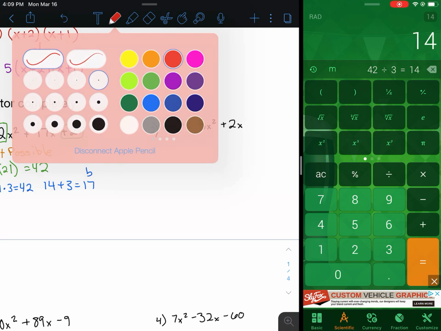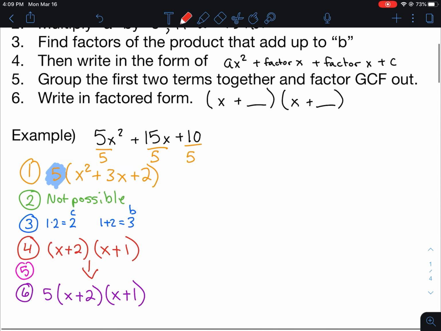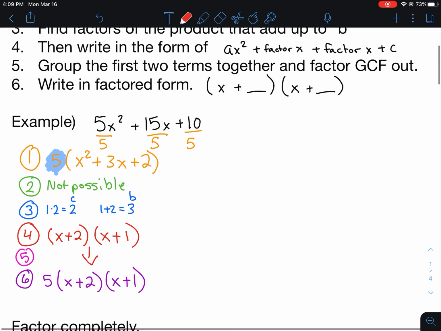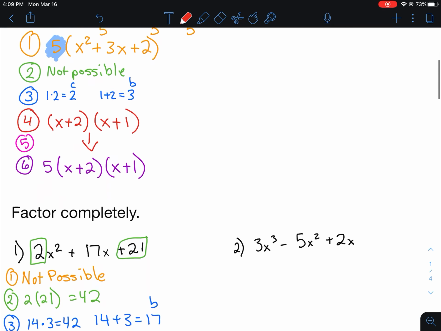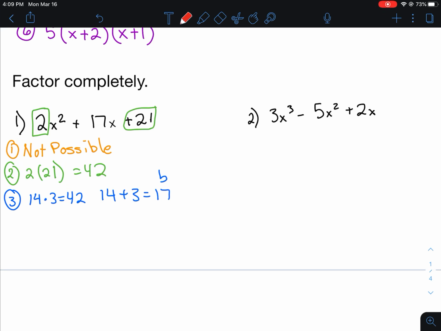So now I need to rewrite these, like I said earlier, in step 4. It says write in the form of ax squared plus factor 1 plus factor 2 plus c. Okay, so factor 1 here is 14. Factor 2 is 3. It doesn't matter which one you decide is factor 1 or factor 2.